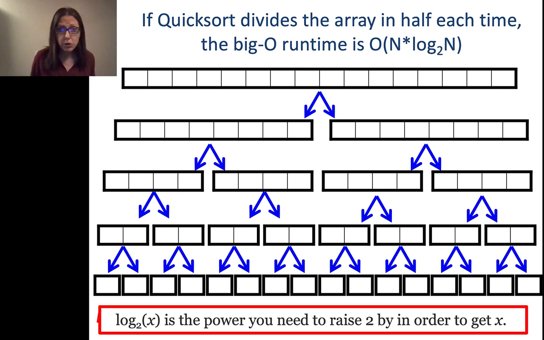But here, if Quicksort divides the array in half each time, actually the big O runtime is O of n times log base 2 of n. So in the best case scenario, it's just like merge sort, where every time we were able to split it in half each time. And just as a reminder, log base 2 of x is the power you need to raise 2 by in order to get to x. And so it's really just the inverse of exponentiation, even though I think it looks a little bit weird and funny.